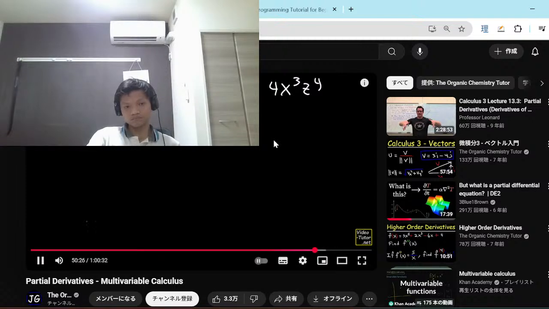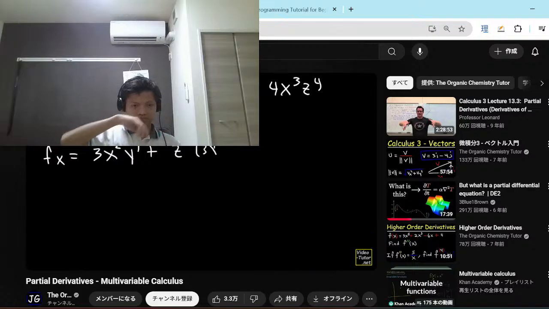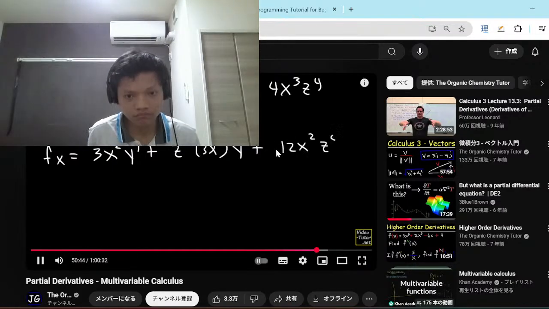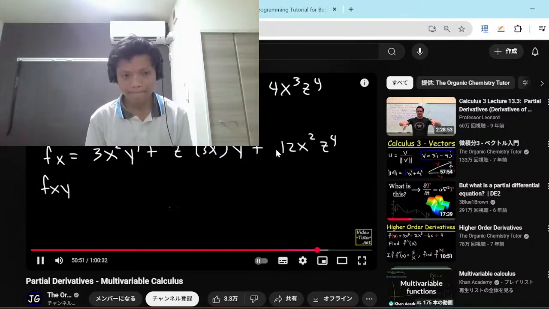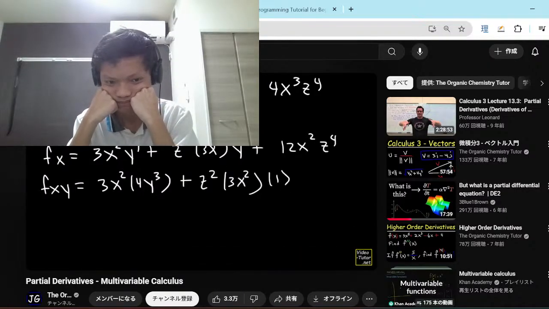Go ahead and find it. So first we've got to find fx. We've got to differentiate the function with respect to x. So x cubed will become 3x squared, and then we have another x cubed, which is 3x squared again times y, and the derivative of 4x cubed is 12x squared z to the fourth. So now we're going to differentiate the function with respect to y. So y to the fourth will become 4y cubed, and the derivative of y is 1. Now 12x squared z to the fourth doesn't have a y variable, so that becomes 0.